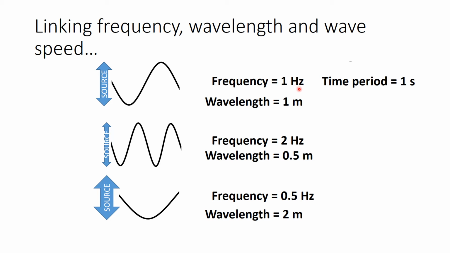So let's think about the time period, linking that back, remembering that's the inverse of the frequency. So the time period we've got for 1 hertz will be 1 second. When we have a frequency of 2 hertz, our time period will be half a second. When we have a frequency of half a hertz, our time period is 2 seconds.